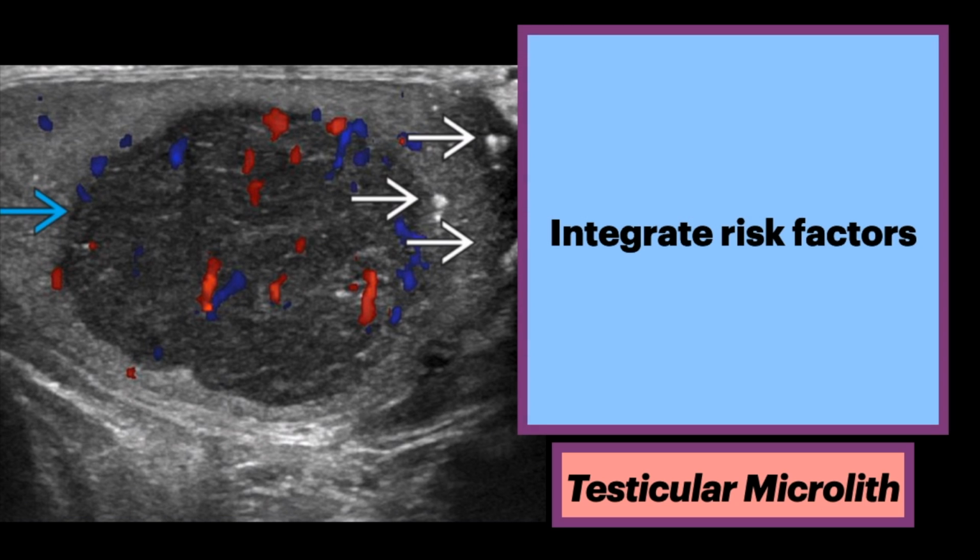The presence of microlithiasis alone, in the absence of other risk factors, is not an indication for regular scrotal ultrasound. But if there are risk factors such as personal or family history of germ cell tumor, maldescent or undescended testes, or an underlying syndrome such as Klinefelter's, Down's, or Peutz-Jeghers, then ultrasound may be needed.